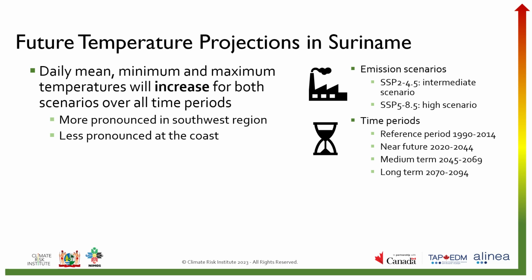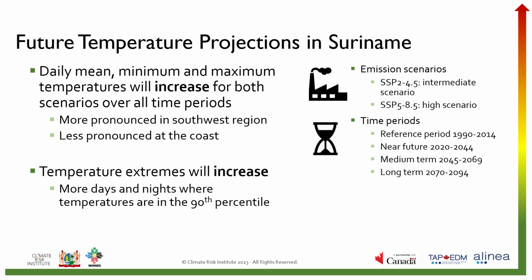Related to the daily mean, minimum, and maximum, temperatures are expected to increase for both scenarios, over all of the time periods. The increase is expected to be less pronounced at the coast and more pronounced in the southwest region of Suriname. In terms of projected temperature extremes, there will be more days and nights where temperatures are in the 90th percentile. Let's explore this further, looking at some maps and data.